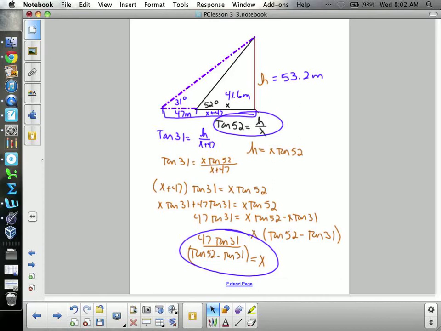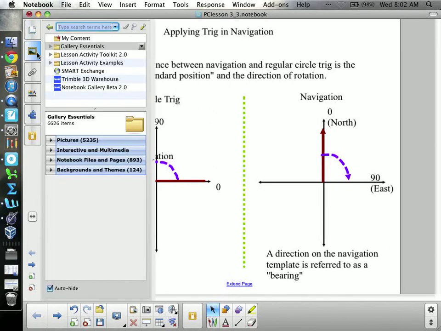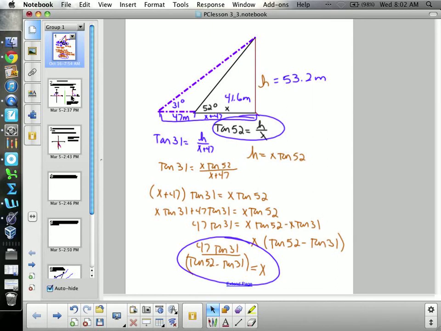So let's talk about navigation. I'm going to switch the slide order here, I want to put that first. There we go. All right.